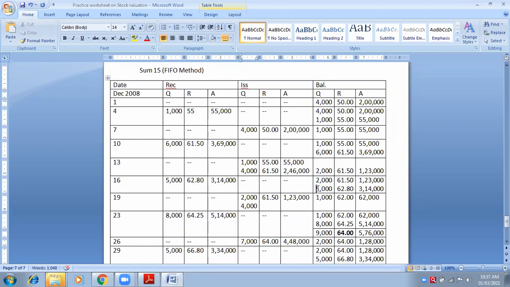What is the second slot? 5,000. What is the rate? 62.80. So 62.80 into 4,000 is how much? 2,51,200. Right? Yes, ma'am. Okay. So what will be the balancing figure? 1,000. Very good. Why? Because 2,000 is gone.